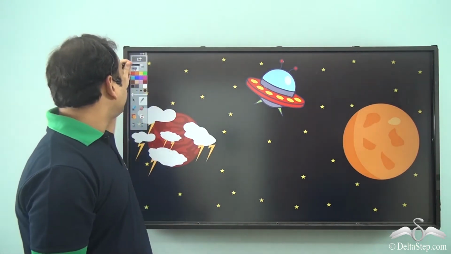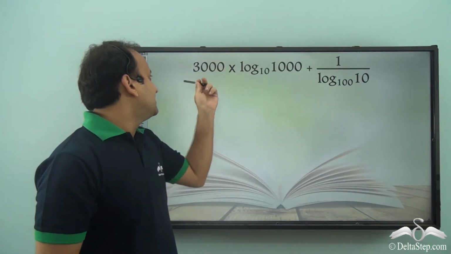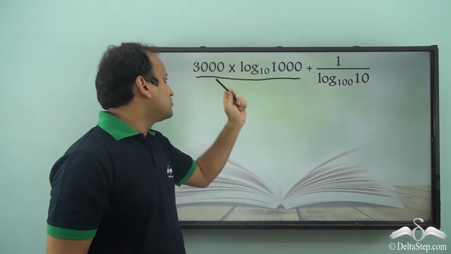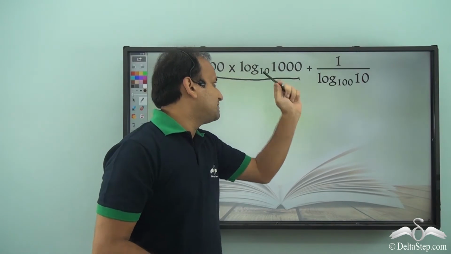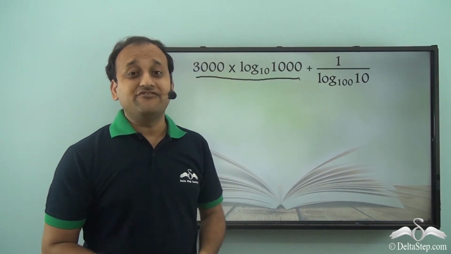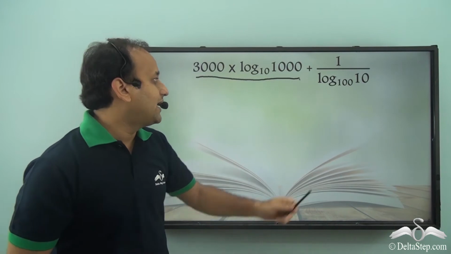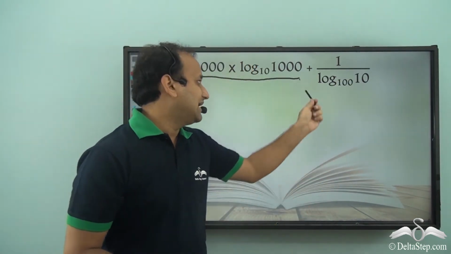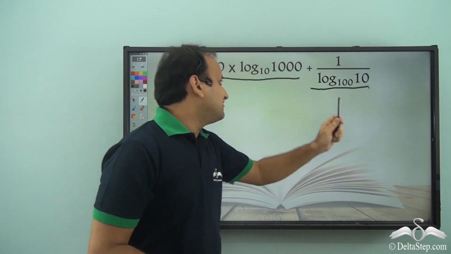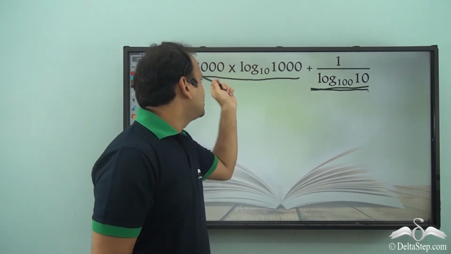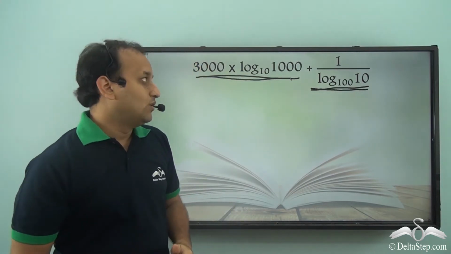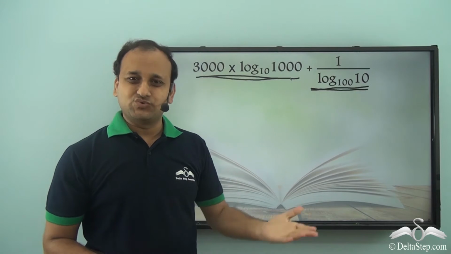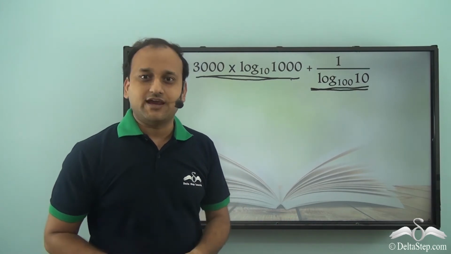Now, let's see. Initially, they had planned to enter Mars with this speed, that is 3000 into log 1000 to the base 10. But now they will have to increase their speed by 1 by log 10 to the base 100. Now that the speed has to be increased, they will have to add this amount to this amount. They will have to take this decision very quickly because the situation is getting worse with every second.